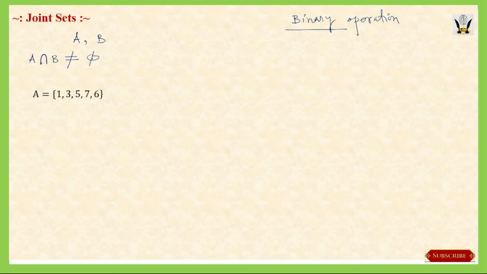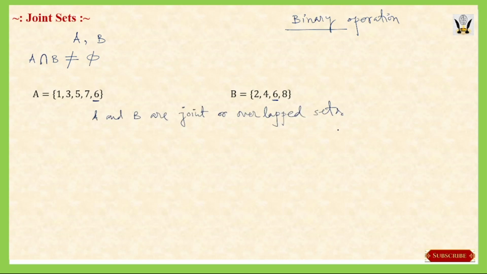Suppose we have a set A where we have the elements 1, 3, 5, 7, 6, and another set B where we have elements 2, 4, 6, 8. First we will see whether we have any common element or not. We have found that 6 is common, and 2, 4, 8, 1, 3, 5, 7 are different. Since we have at least one common element between these two sets, we can consider them joint sets. So our conclusion is that A and B are joint or overlap sets.